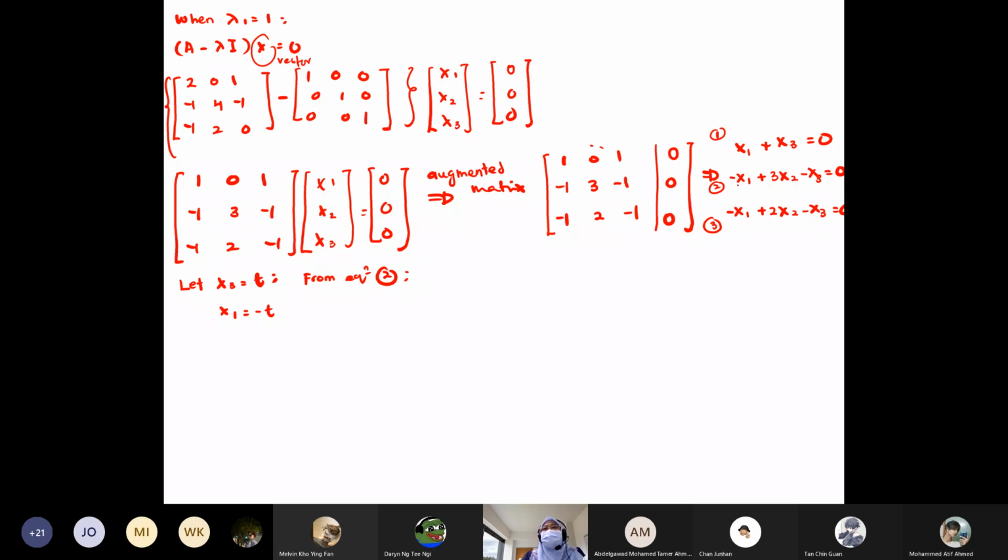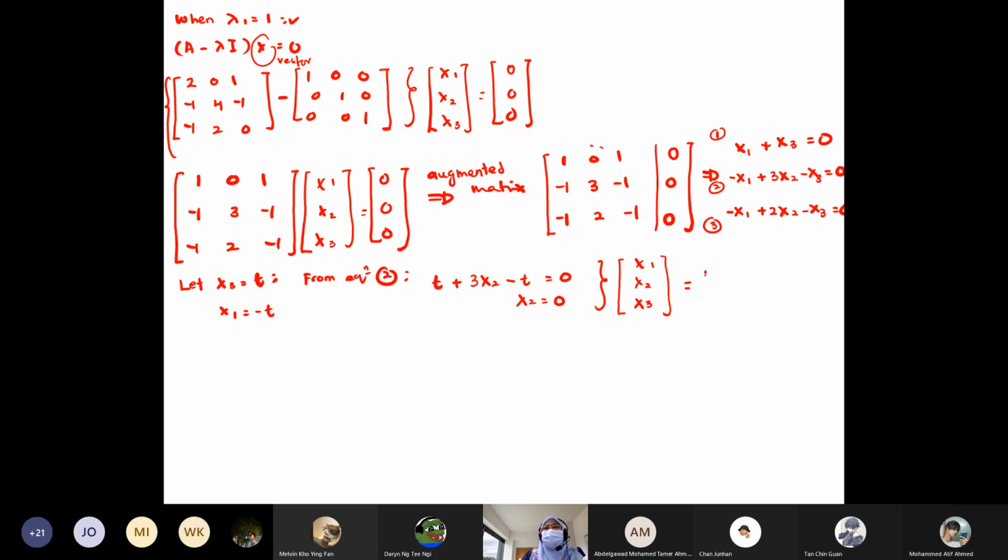So minus t times the minus sign here, I have t plus 3x2 minus x3, which is t, equal to 0. So t minus t is equivalent to 0. So x2, I have 0 divided by 3, I get 0. So from here, my x1, x2, x3, my eigenvector for the eigenvalue equal to 1.